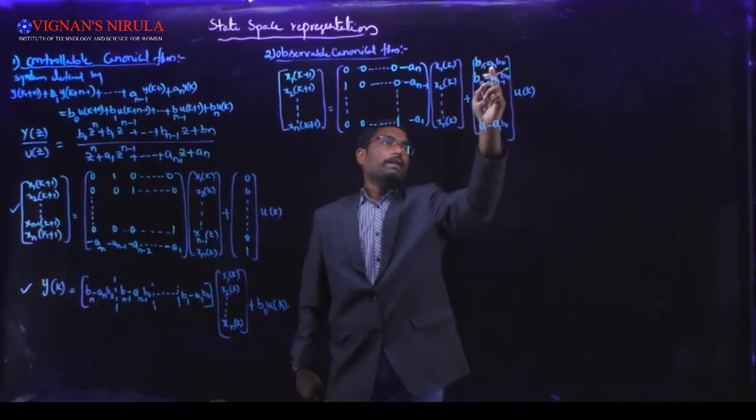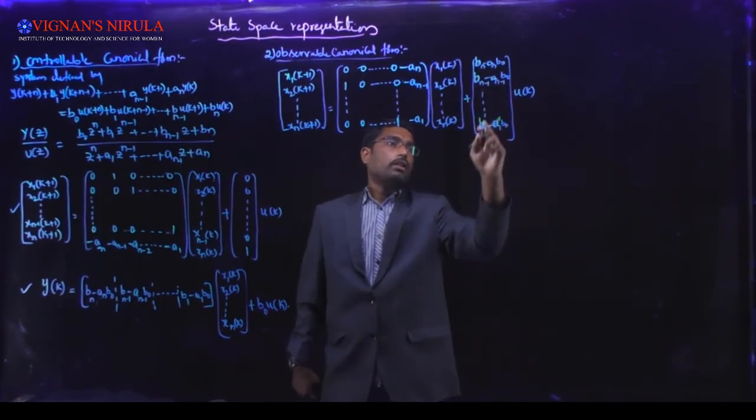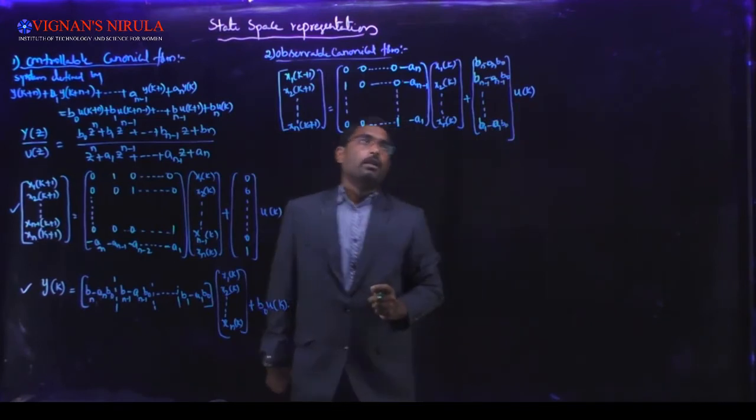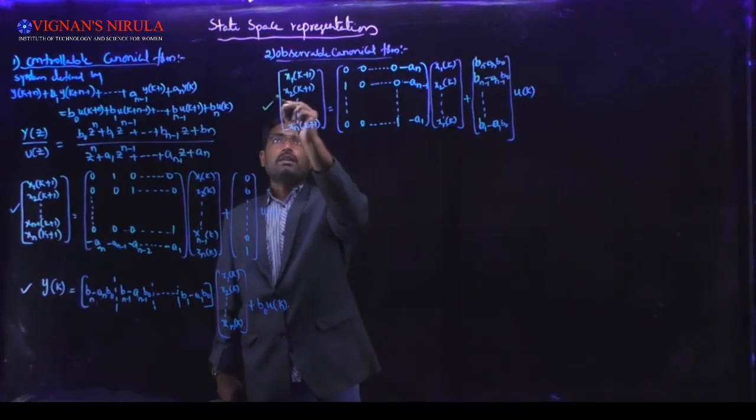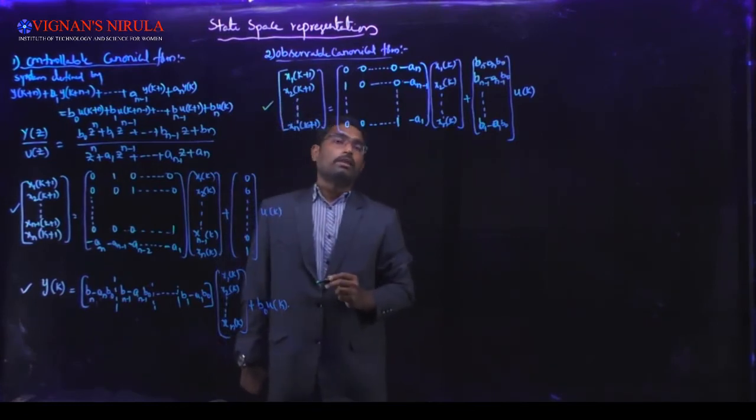So bn minus an into b naught, bn minus 1 minus an minus 1 into b naught, and so on. It will be b1 minus a1 into b naught into u of k. And here it is not 1, here it is 0. This is the state equation in the form of observable canonical form.